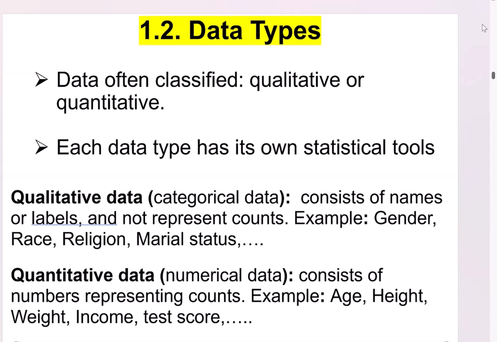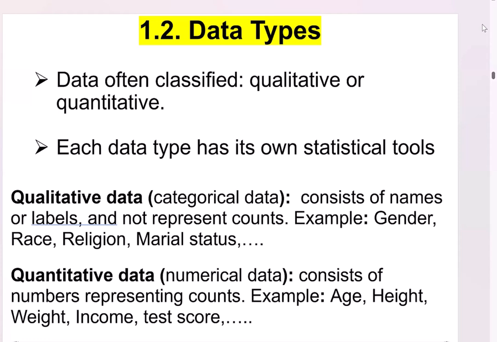Now let's move on to the second part of the chapter, data types. And this is also a very important thing because when you have the data available, you need the right tool to process your data. So the first way people look at the data is that they classify them as either qualitative or quantitative. Each data type has its own statistical tools to use.